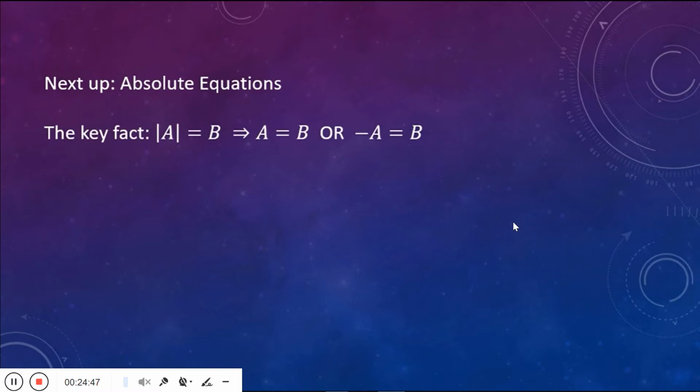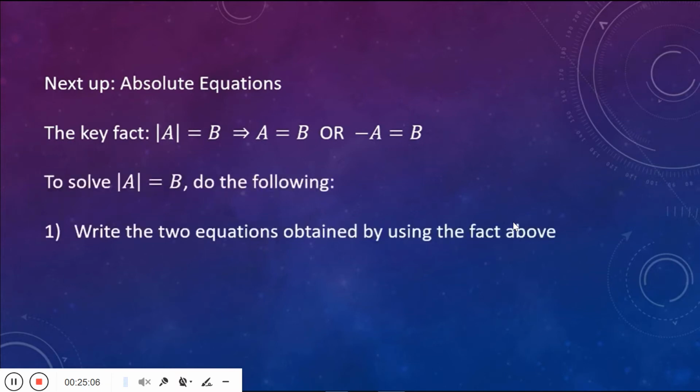To say that the absolute value of A is equal to B means that either A is equal to B or minus A is equal to B. As a bit of a refresher, the absolute value of A is really just how far A is from the number 0. And plus A and minus A are the same distance from 0.